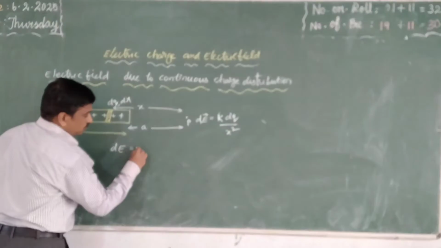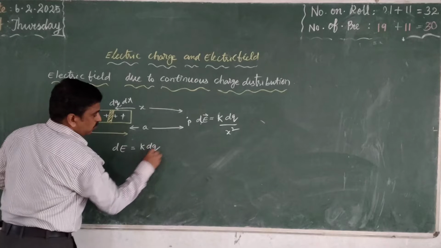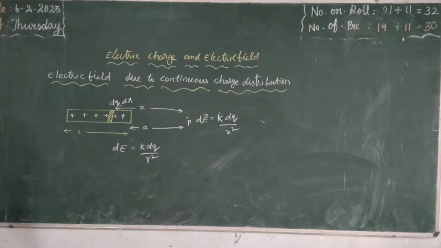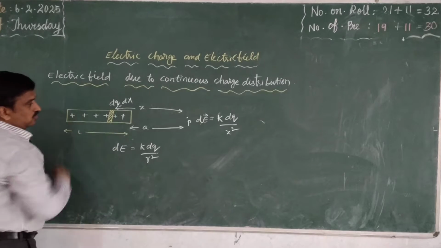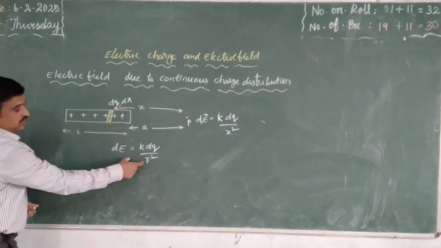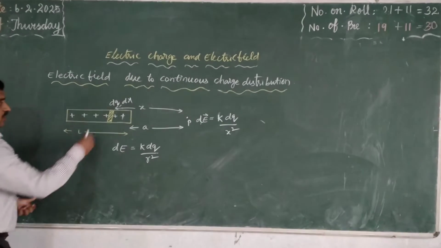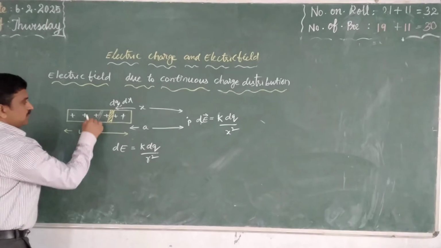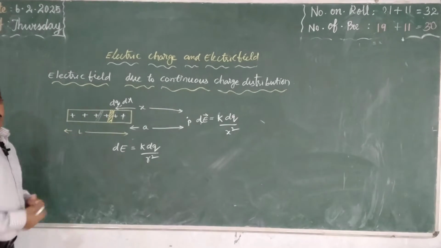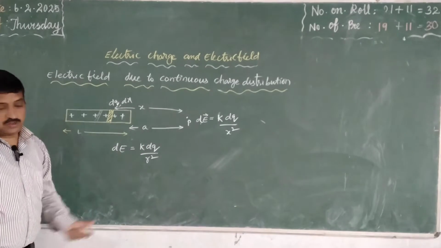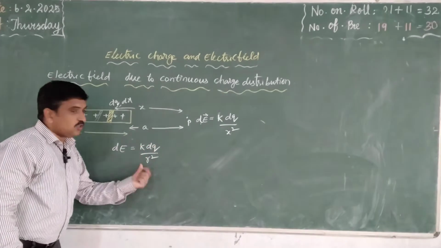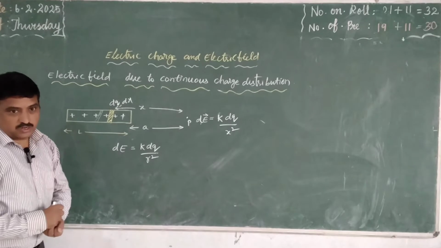What is the electric field due to the dq charge? dE equal to K dq by R square. This is the electric field due to this small elemental part, the elemental charge particle. So for dq, this is the electric field dE. We can cut all the small parts and find the electric field for each, which is K dq by R square.